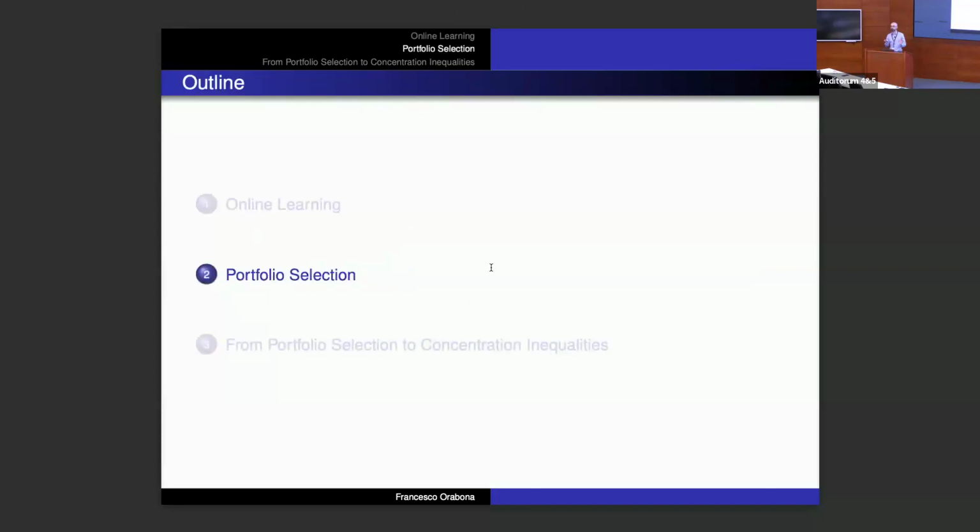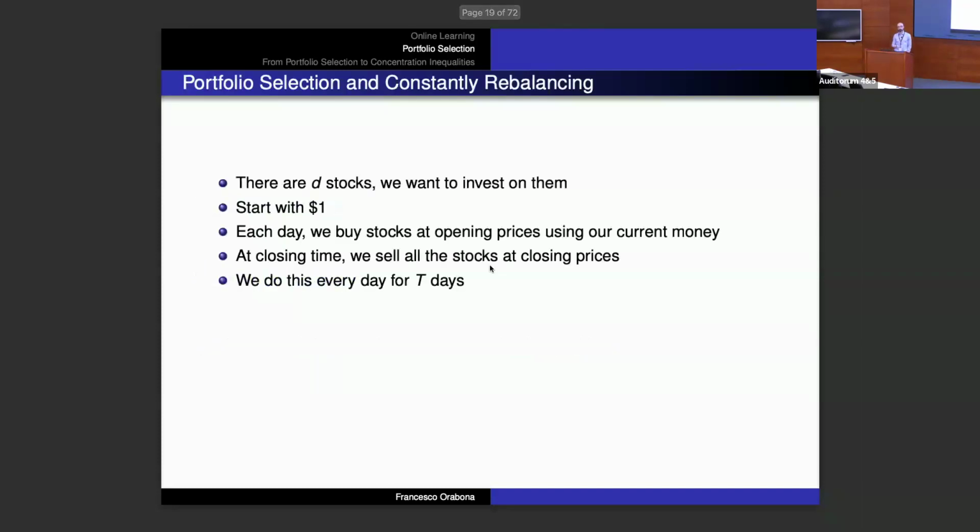Okay, so given this introduction of online learning, let me show you an actual example of an online learning problem with an algorithm to solve it. And the example is portfolio selection. So what is portfolio selection?